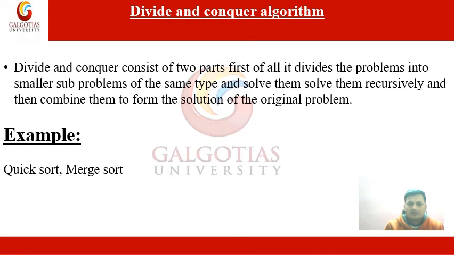Next is the divide and conquer algorithm. Divide and conquer means we have a heavy problem, and what we do is divide that problem into a number of subproblems, and we conquer. So there will be two steps or two phases: first one is division and next one is conquer.